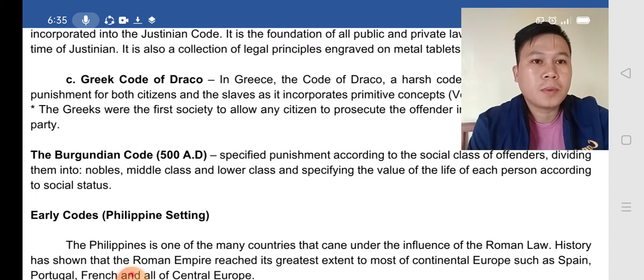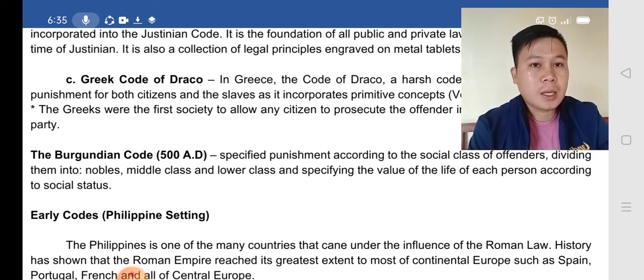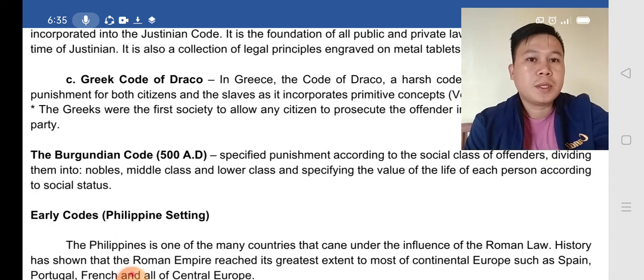For example, nakagawa ka ng krimen. So, basta-basta ka nilang papatawan ng punishment. Unlike dun sa mga nobles at saka middle class na mayroon silang sinasabing paglilitis na bibigay sa'yo dahil nga ikaw ay kasabi sa nobles at saka middle class. So, we also have early codes in the Philippine setting.